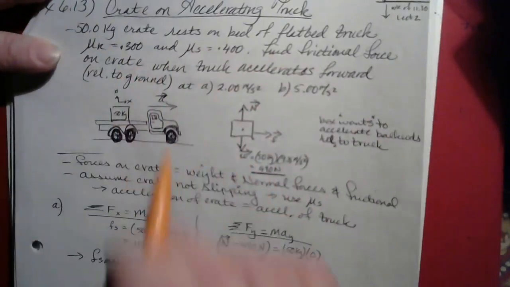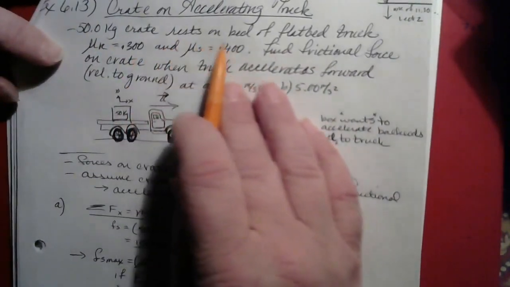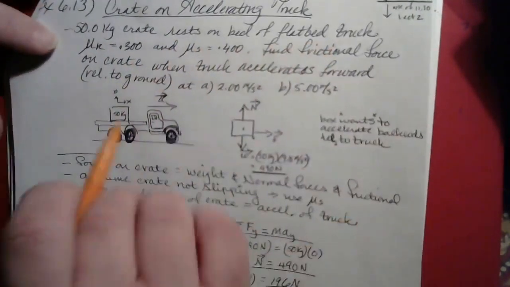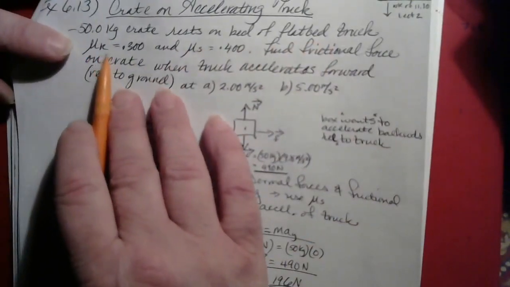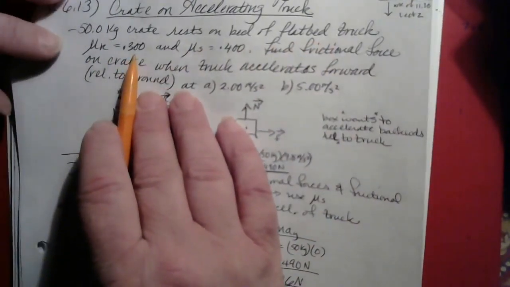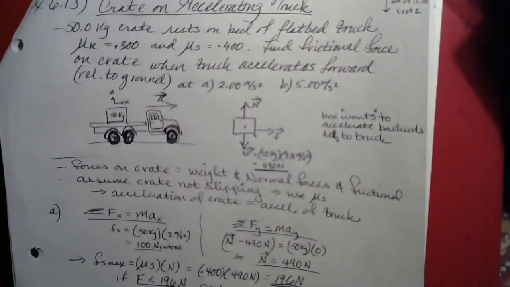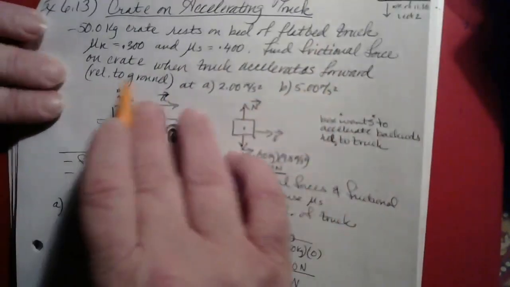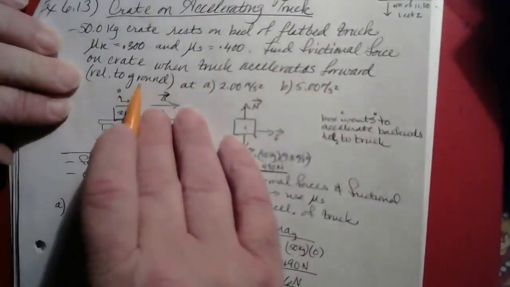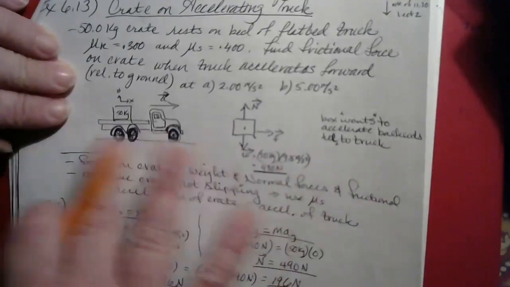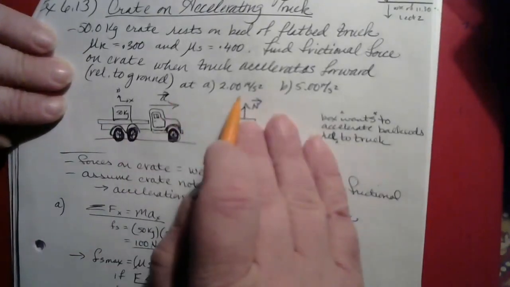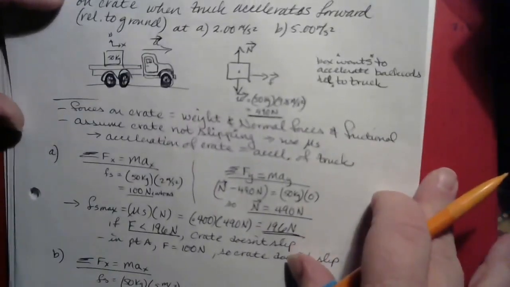Here you have a 50-kilogram crate that's resting on the bed of a flatbed truck. The coefficient of kinetic friction is 0.3, and the coefficient of static friction is 0.4. And we want to find the frictional force on the crate when the truck accelerates forward, that is forward relative to the ground, at 2 meters per second squared or 5 meters per second squared.